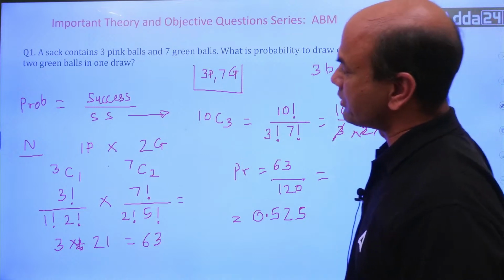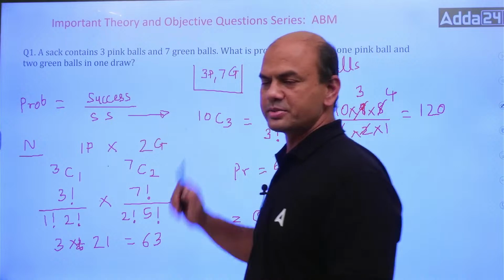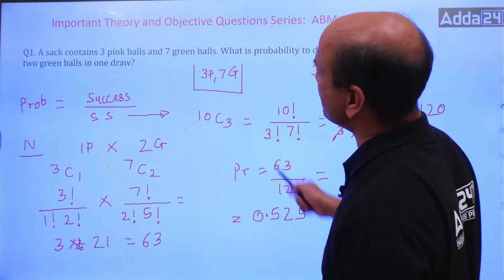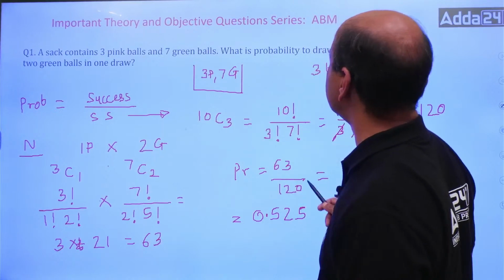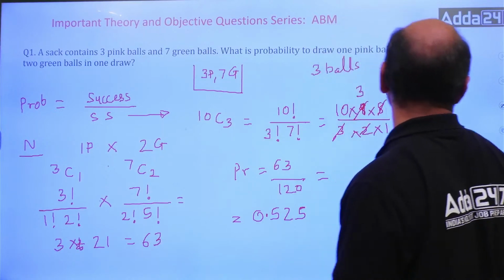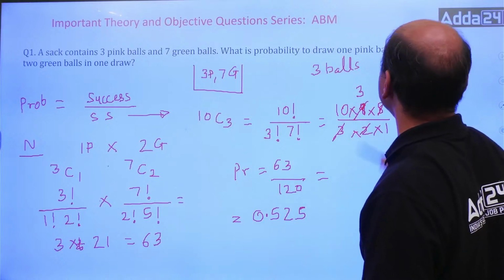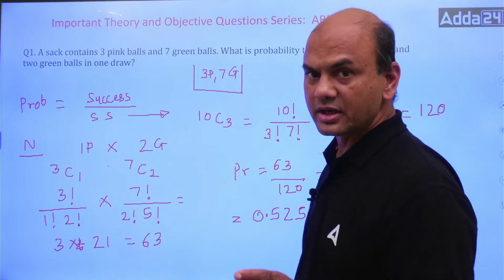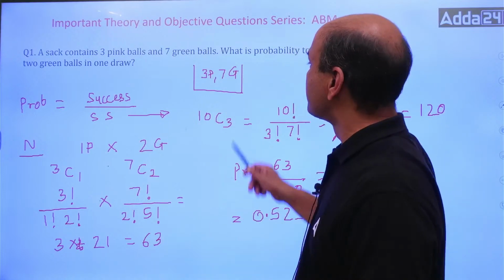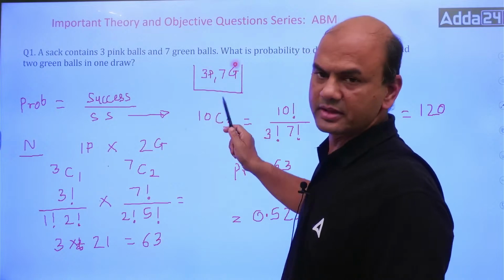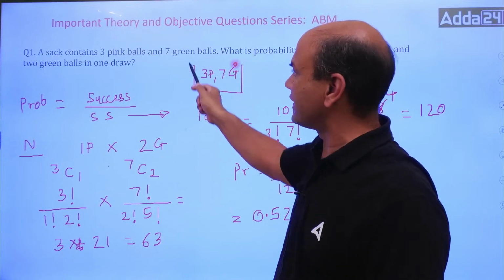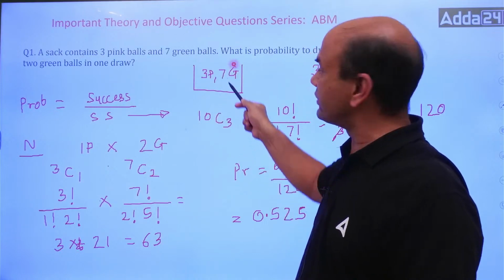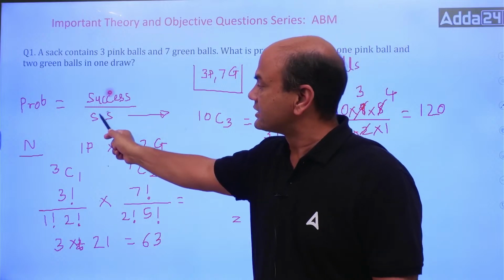So simple logic, probability equals success upon sample space. Okay. Now what is a sample space? Sample space is total 10. Out of them, what I have to select? 1 pink and 2 green. So when I say 1 pink and 2 green, it means total 3. So I have to select now 3 balls out of 10 balls. So see this, 3 pink and 7 green. These are the total. This is my sack or bag. These are the 3 pink balls. These are the 7 green balls. Out of them I have to select 3.